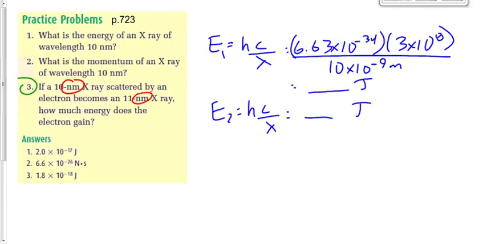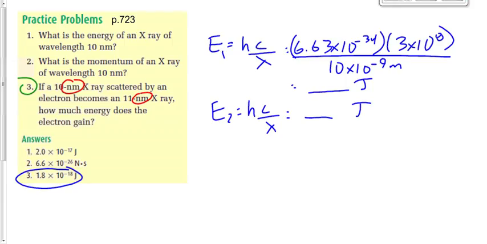Does that make sense? Now, what would you expect here? We have an increase in wavelength, right? We go from 10 nanometers to 11 nanometers. What would you expect for an energy change? A positive value or a negative value? You can see the answer here. But what would we expect for the energy of the electron? Should it be a positive value or a negative value? Actually, it says a gain, right? It should be a positive value because it's a gain, right?